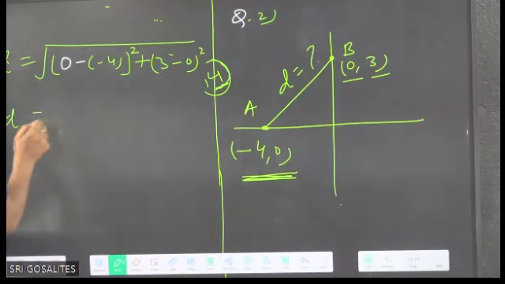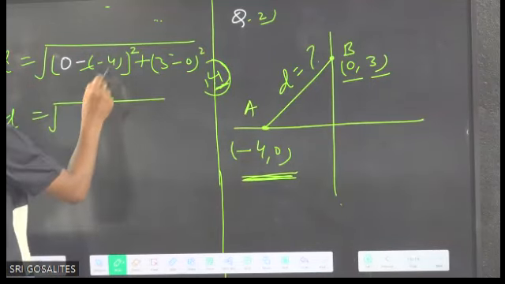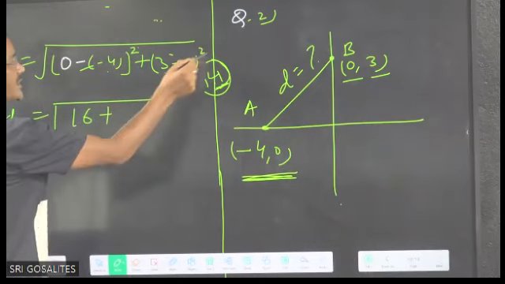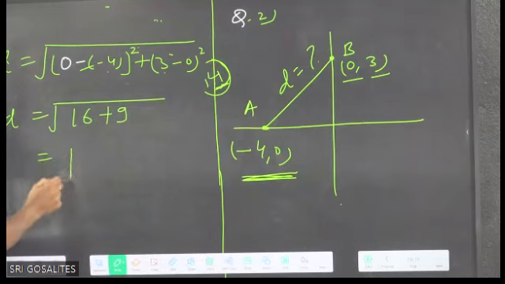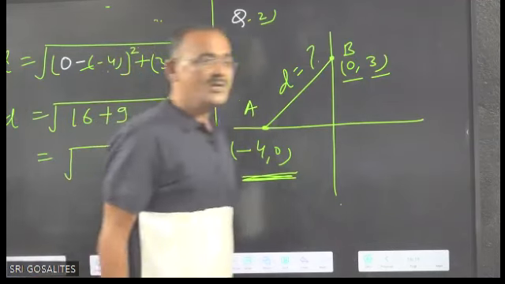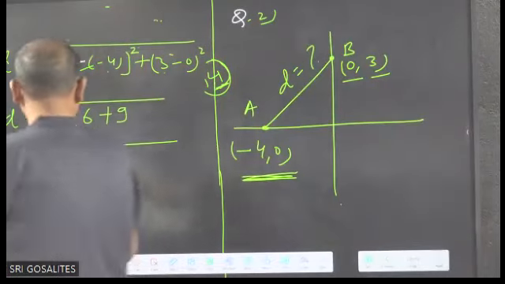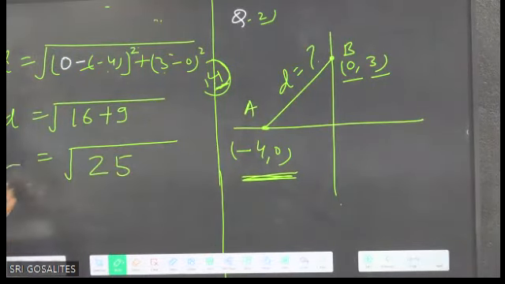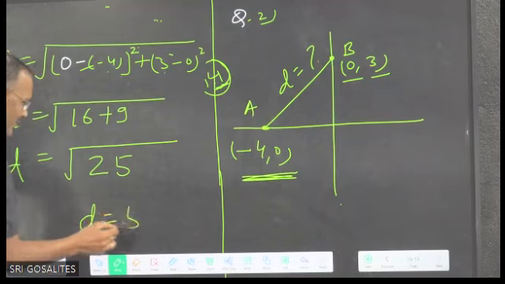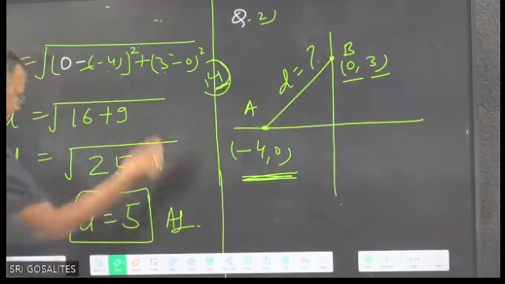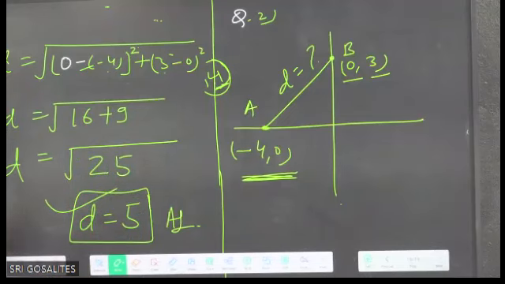It comes minus 4 square, 16, plus 3 square, 9. 16 plus 9. How much? 25. This everybody knows in India. What is the root of this? 5 units. That's the answer. Okay, fine.